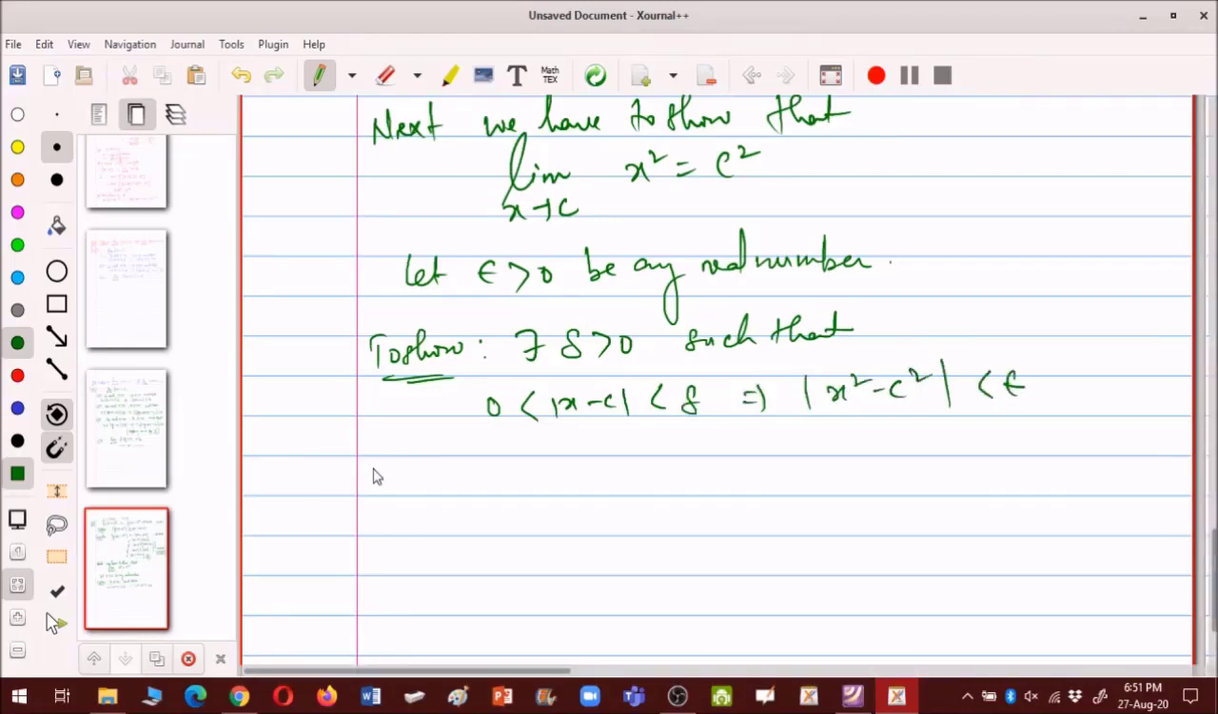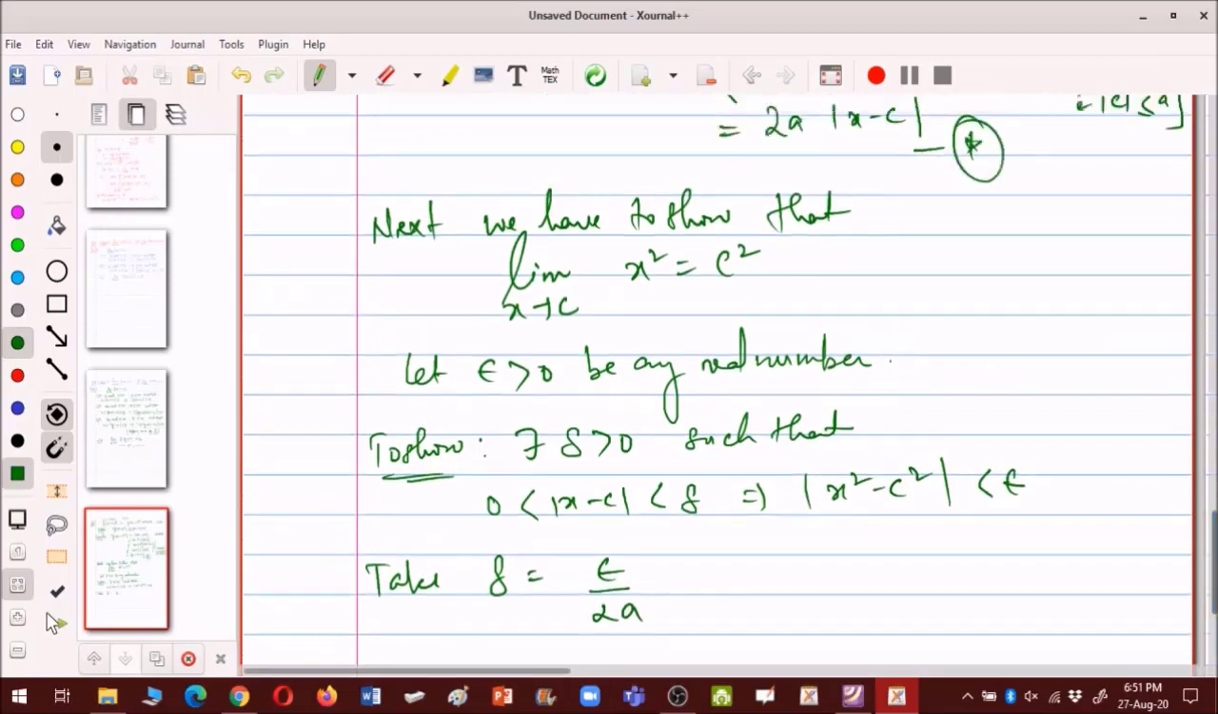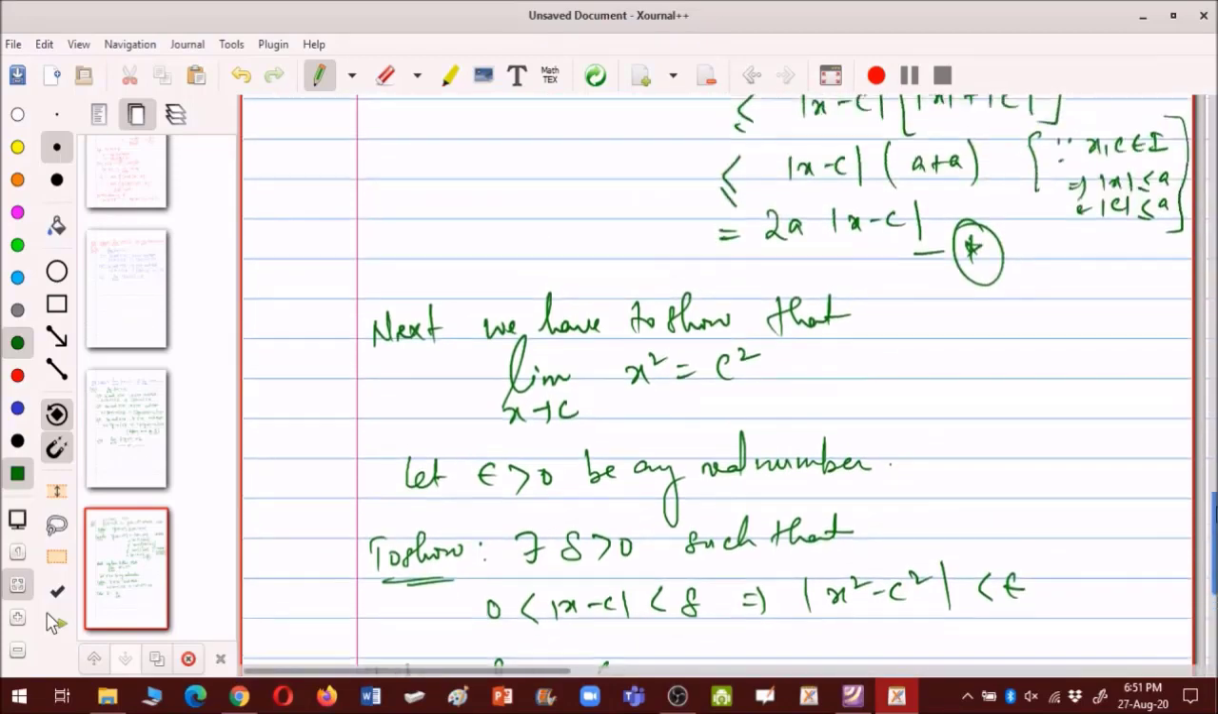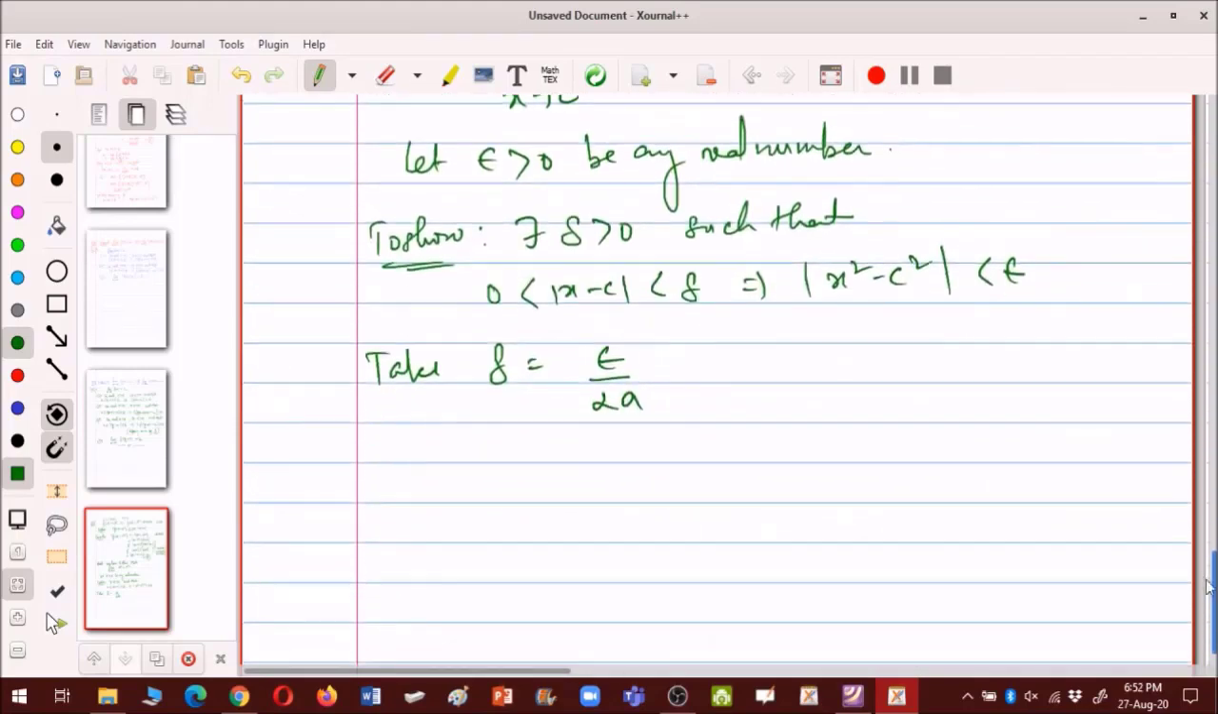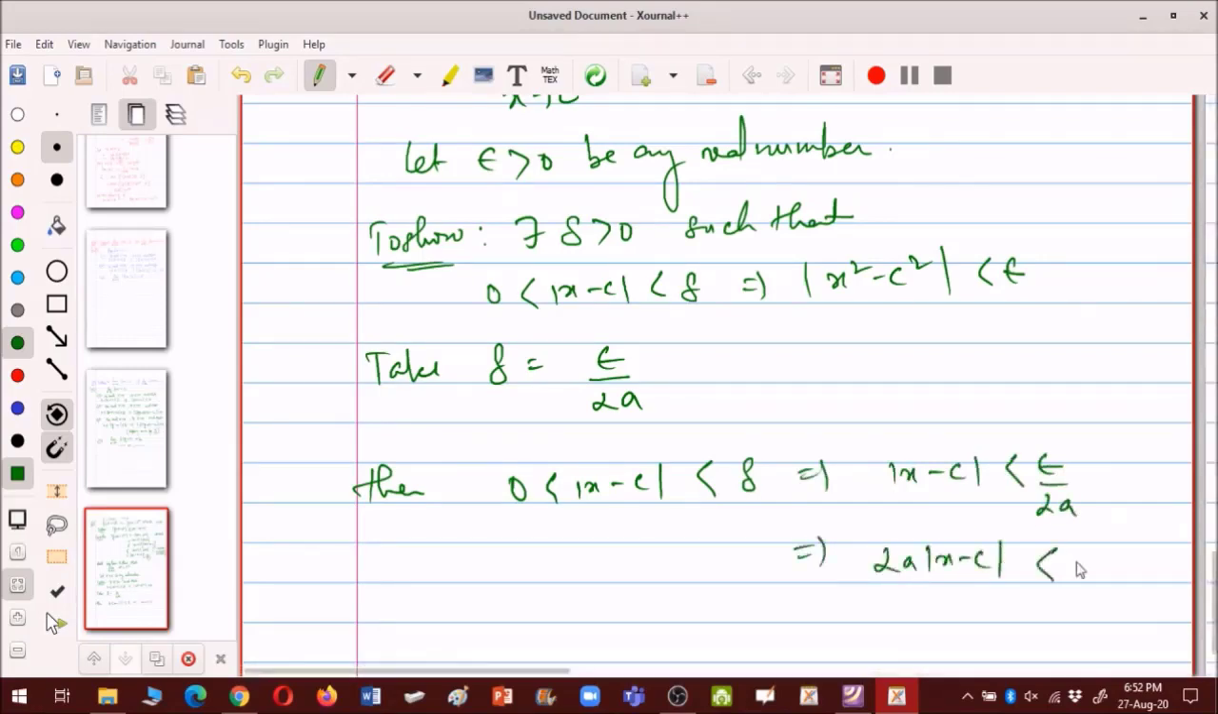So take delta equal to epsilon by 2a. We are choosing this delta because of the star condition. From star we have |x² − c²| ≤ 2a|x − c|. So I want this to be less than epsilon, so I will take delta equal to epsilon by 2a. Then 0 < |x − c| < delta implies |x − c| < epsilon by 2a, and this implies 2a|x − c| < epsilon.